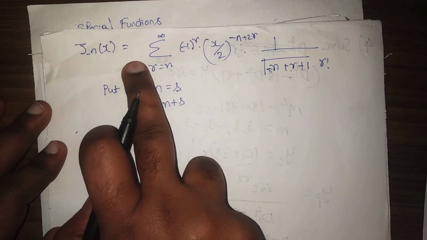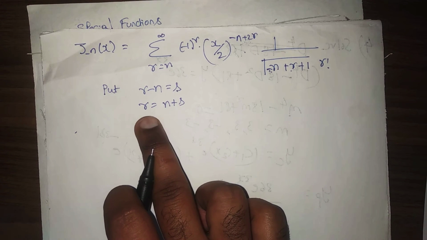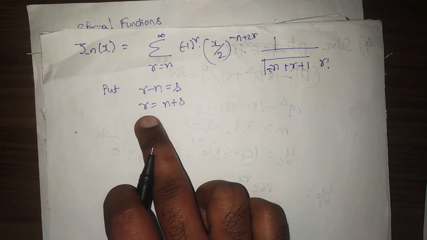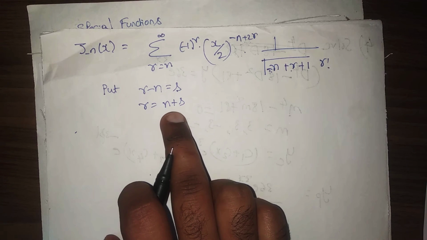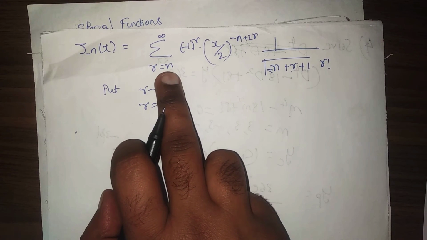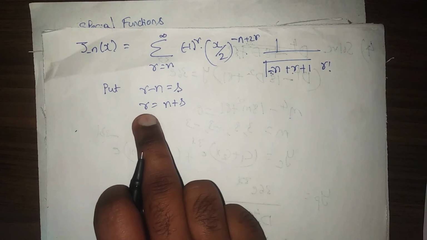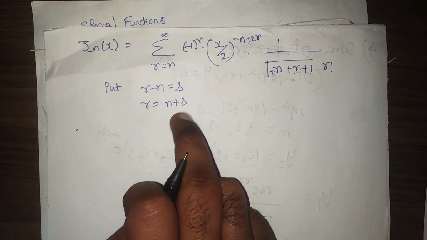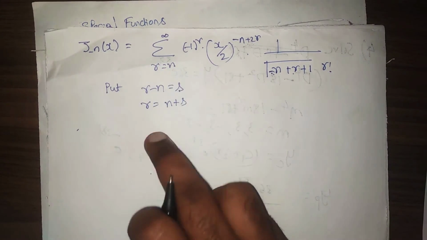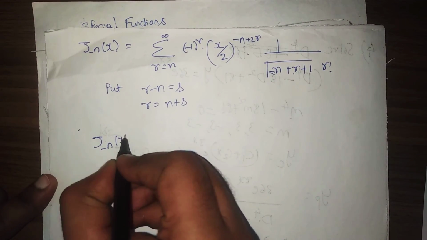So in the place of r, it is n plus s. So I can just take the limits for this. If r is n, s is 0. If r becomes n, the lower limit, n minus n, s becomes 0. If r becomes infinity, s is infinity. So what happens to j of minus n of x?